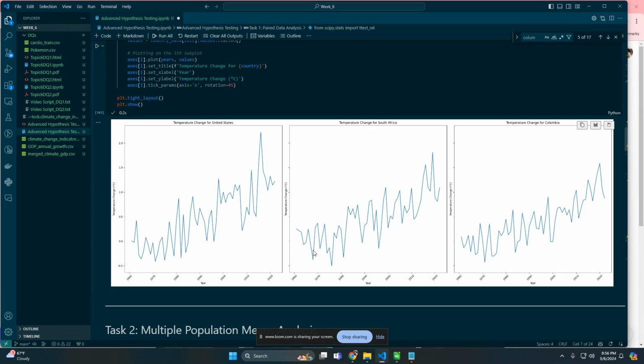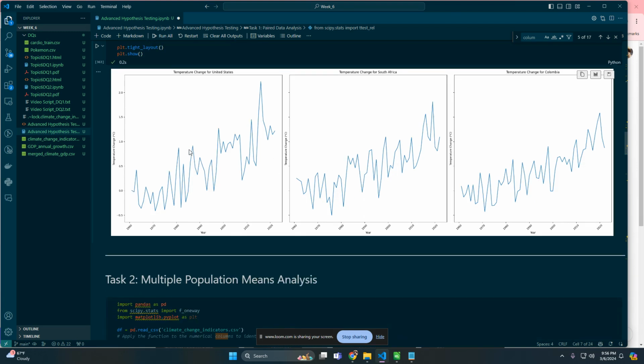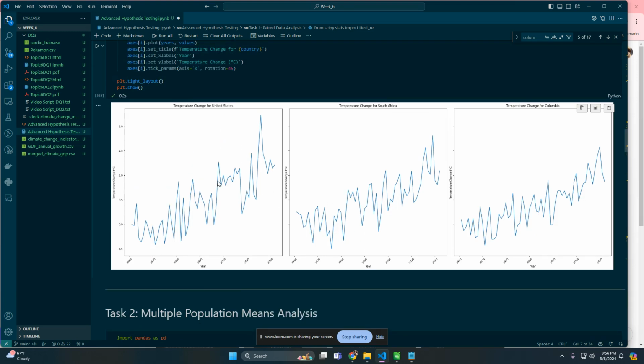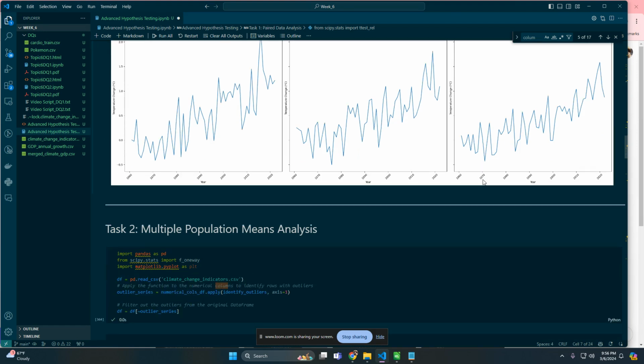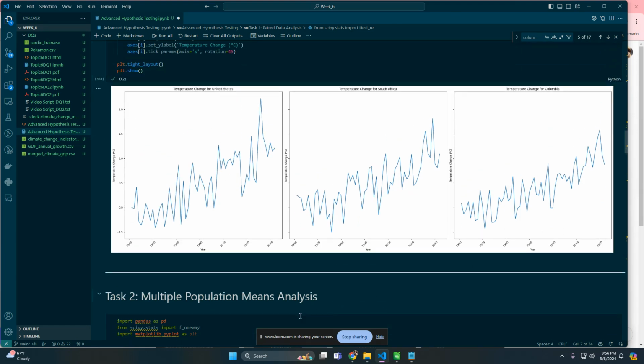If you do a little bit more research, you can figure out that the United States is one of the more industrialized countries. We have more CO2 emissions and stuff, and so that's why it looks, I believe, a little bit more significant. I did not do extensive research in the area, but further research could be a lot of fun for that particular thought. So that's task 1, and I'll be back with task 2.